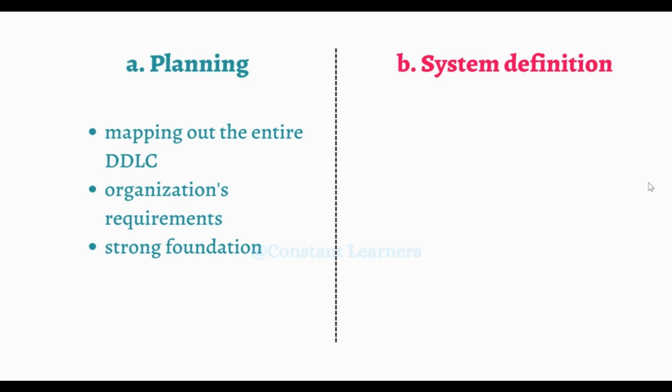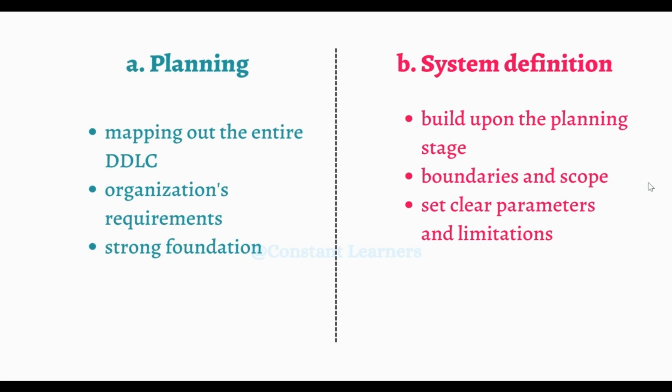Then we try to establish a strong foundation for the upcoming stages of the design process in the planning stage. Then, in system definition, we build upon the planning stage by defining the boundaries and scope of the database. That is, we need to understand what things are considerable, what requirements of the clients are considerable, what can be accomplished and what cannot. We set clear parameters and limitations for the database, like what it can accomplish and what it cannot, ensuring a clear understanding of its purpose and functionality. This helps us define what the database will cover and what it won't cover.